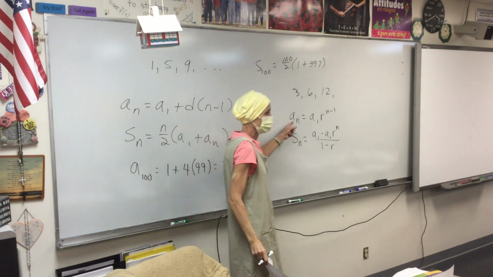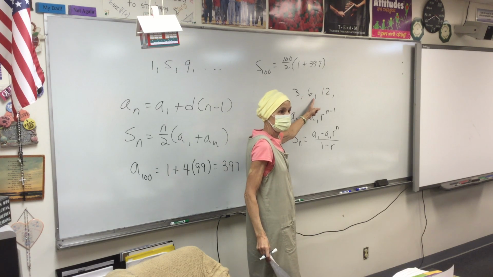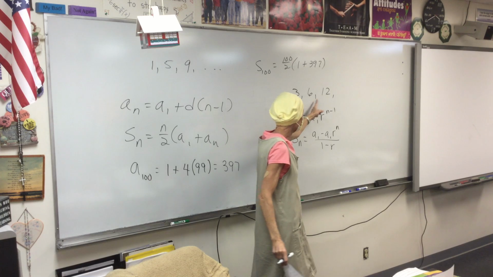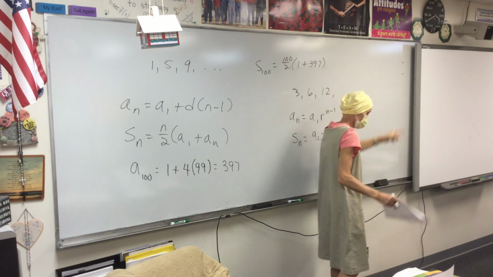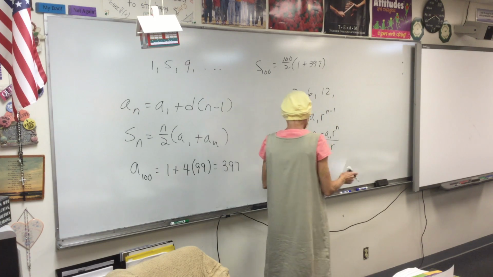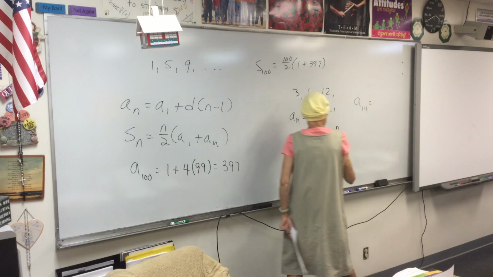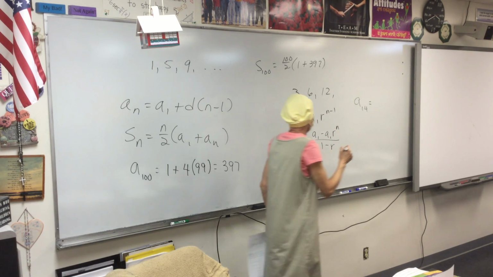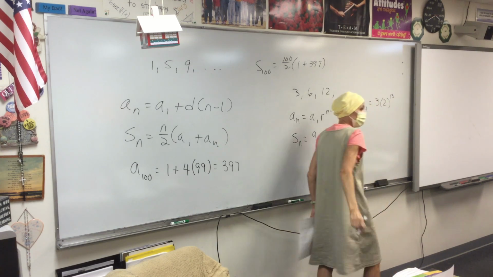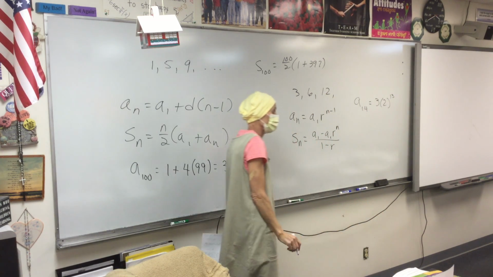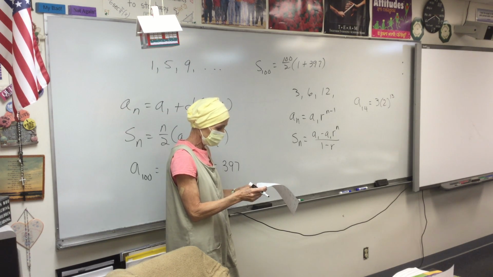How many will you eat on the 14th day? That's this one right here, right? Because this is how many I ate on the first day. This is how many I ate on the second day, the third day. I want to know how many I'm going to eat on the 14th day. So that would be A sub 14 equals 3 times 2 to the 13th. And we type it in our calculator and we probably get some big giant number.